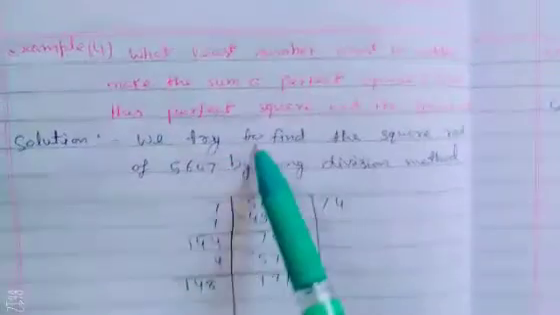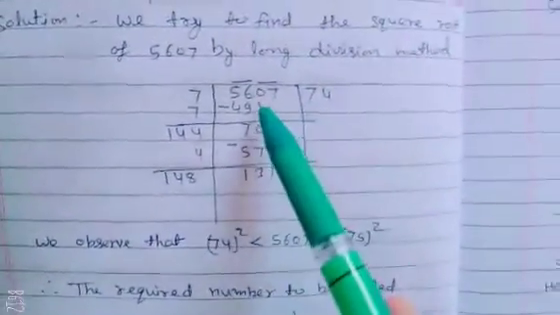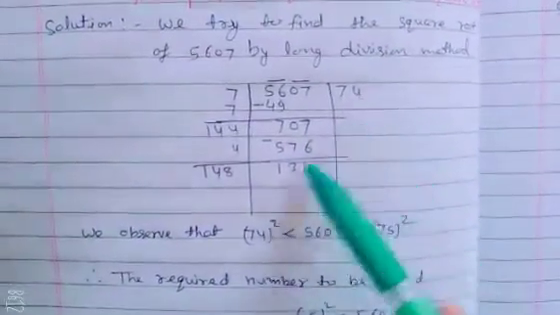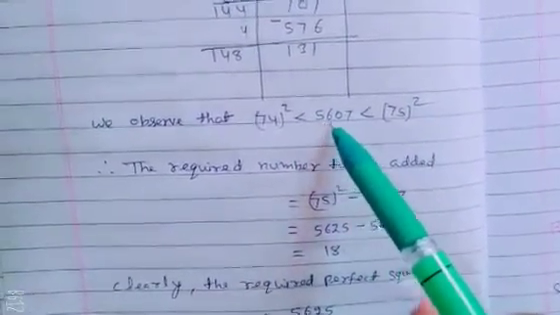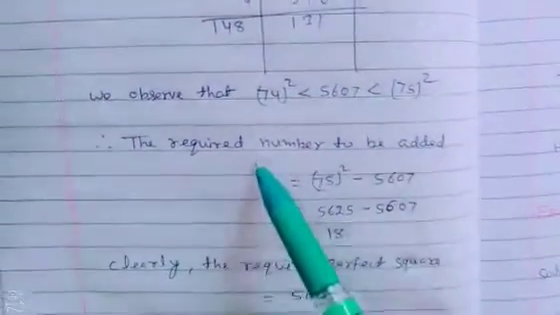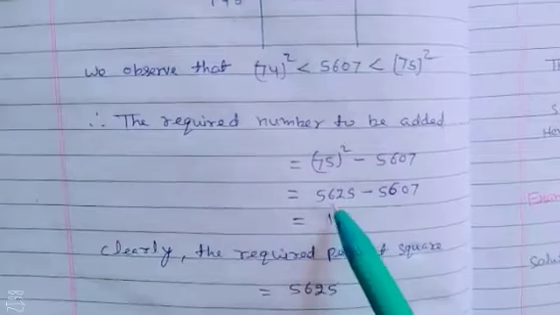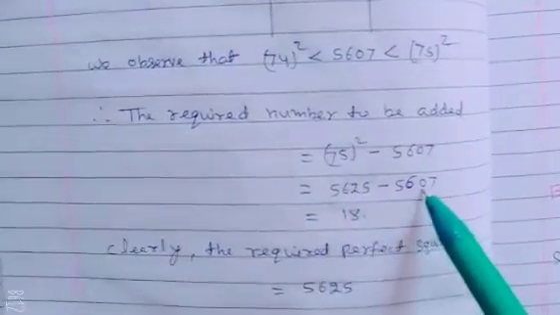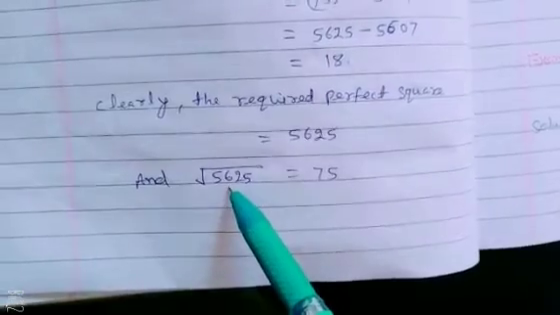Solution. We try to find the square root of 5607 by long division method. Like this, 74 as quotient, 131 as remainder. We observe that 74 square is less than 5607, which is less than 75 square. Therefore, the required number to be added is 75 square minus 5607, equals 5625 minus 5607, equals 18. Clearly, the required perfect square equals 5625 and the square root of 5625 equals 75.